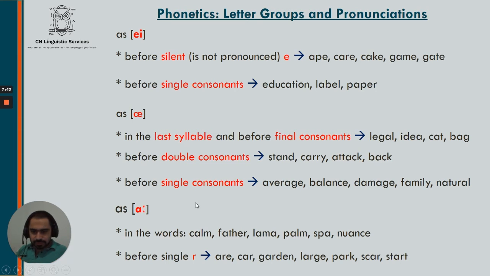And the last one is long A. Here you just remember these 6 words: calm, father, llama, palm, spa, and nuance.